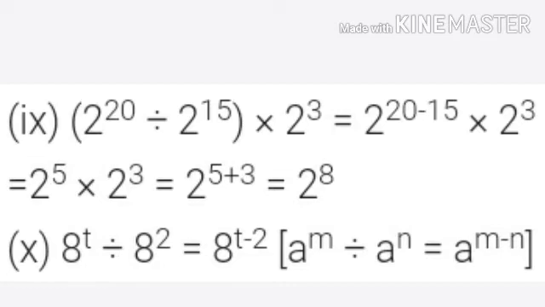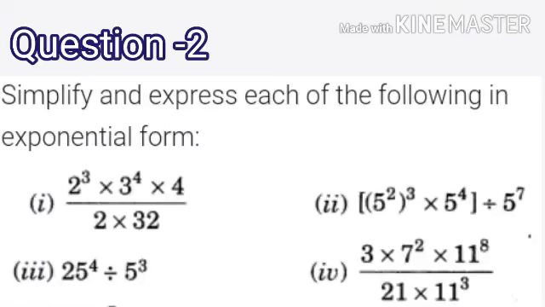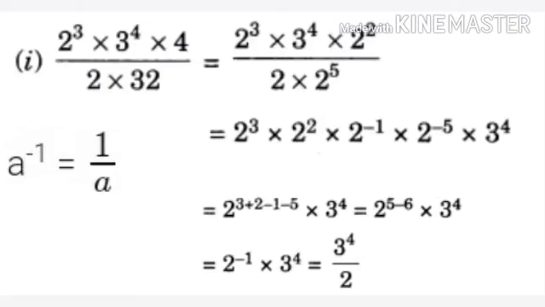And ninth, 8 raised to the power t divided by 8 raised to the power 2. Here we apply the second rule of exponents, so we subtract the powers because the bases are the same. 8 raised to the power t minus 2. Okay. Now question number 2. Simplify and express each of the following in exponential form. First, 2 raised to the power 3 into 3 raised to the power 4 into 4 upon 2 into 32.